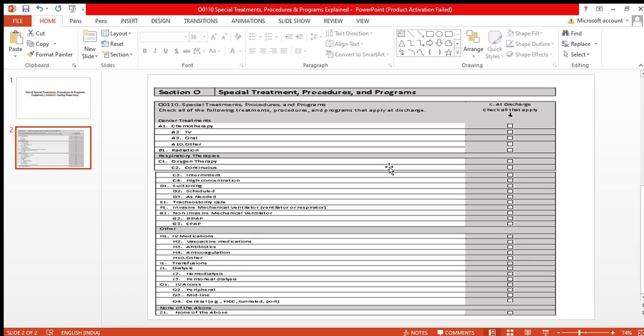Always verify the physician order, referral document and assessment findings before coding O0110. Incorrect coding can misrepresent the patient's clinical complexity and skilled care needs.